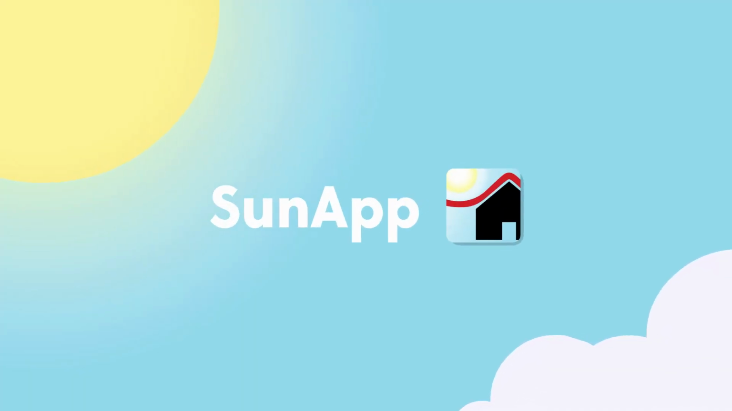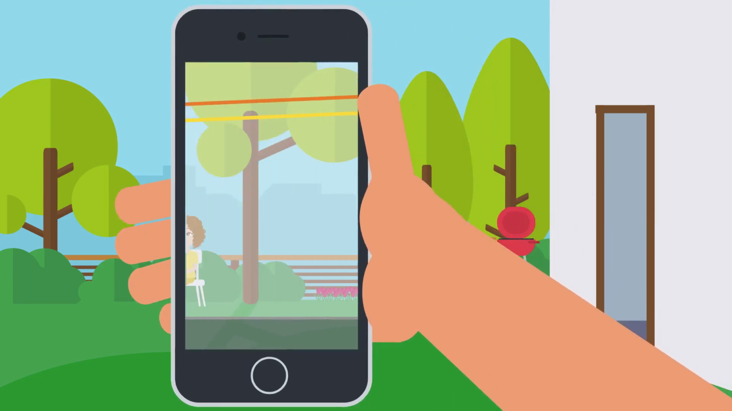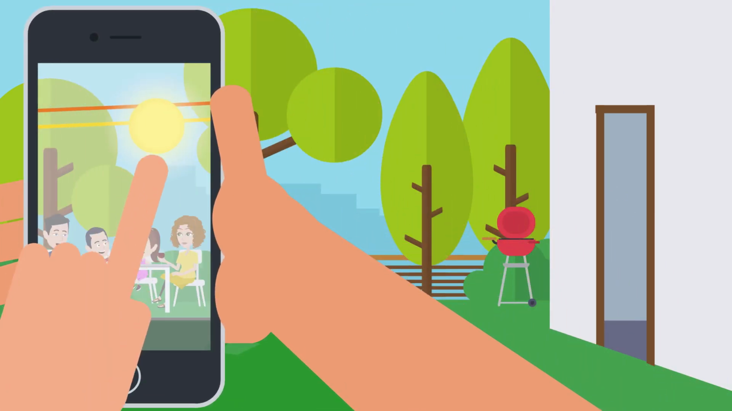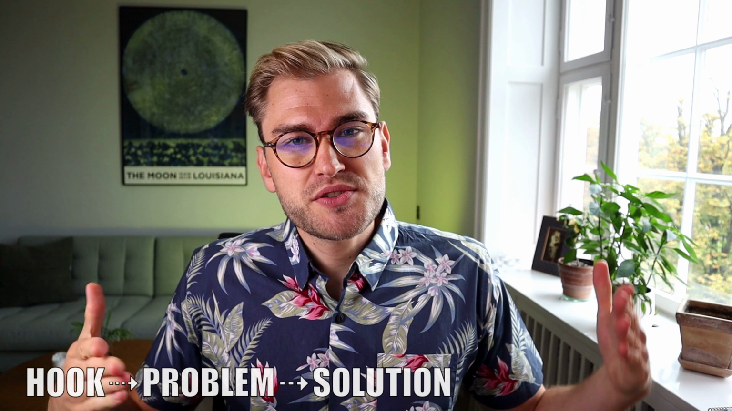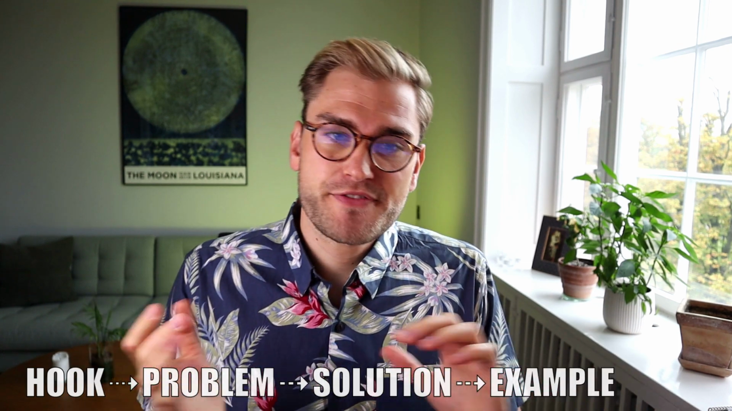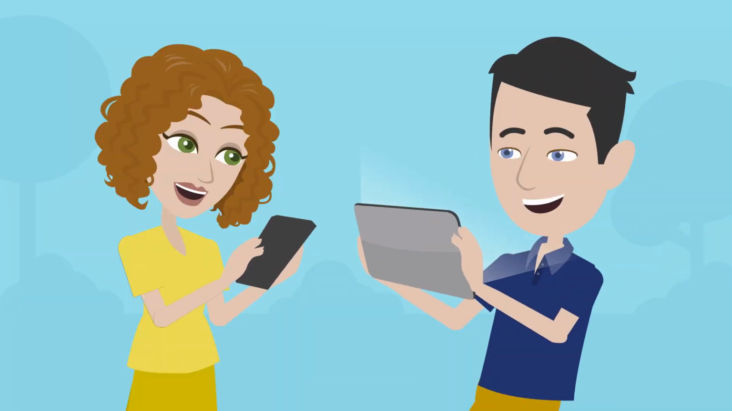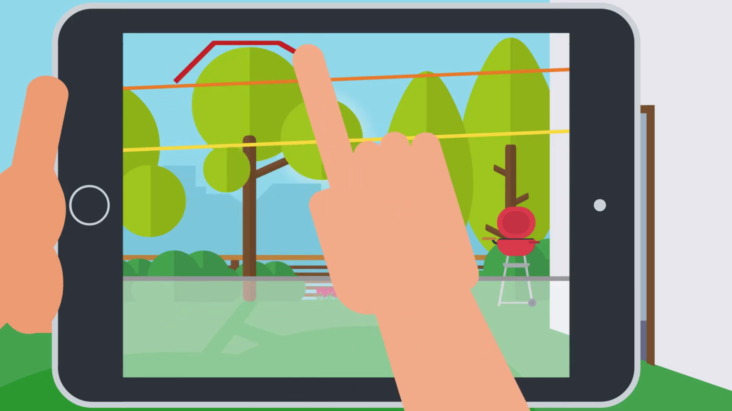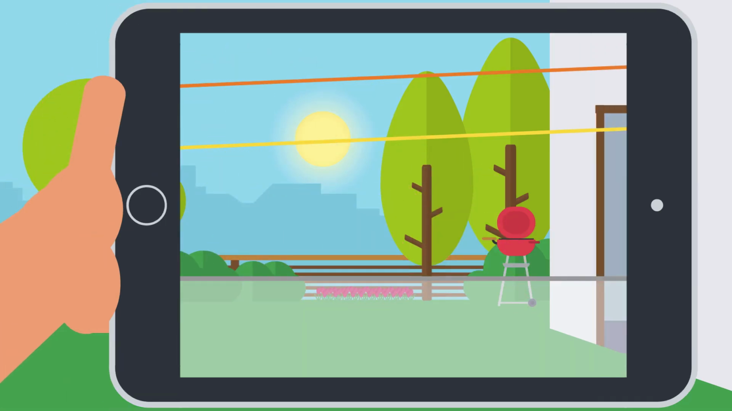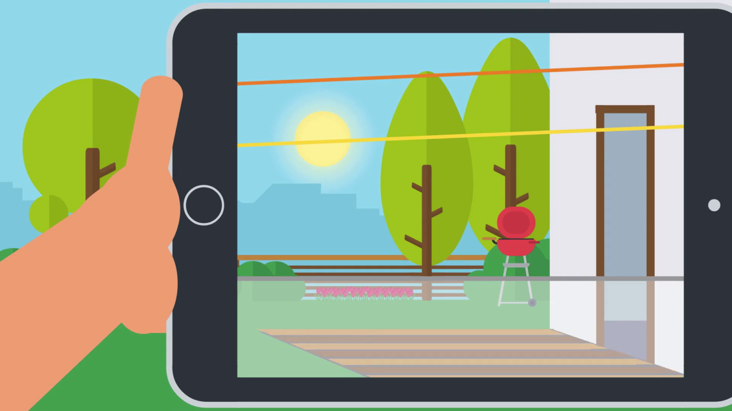SunApp gives you the full picture and shows where the sun is, both inside and out, all year long. And then we move into a couple of concrete examples, first with trimming the trees and then with placing the patio. SunApp also shows you where you can trim your trees to get even more sunlight, or where you should place your new patio to make the most of it.